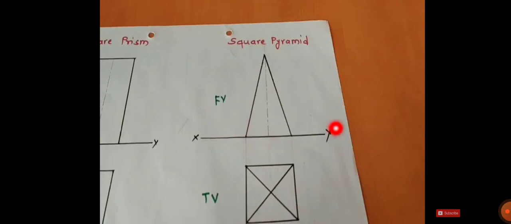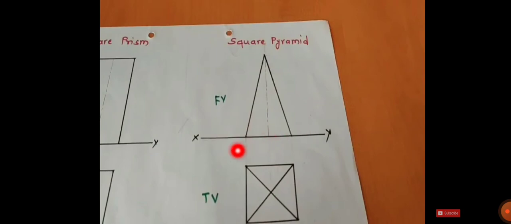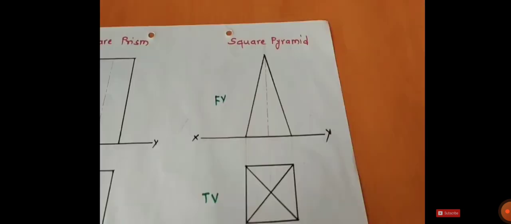If you take an example of a square pyramid, see here, the square pyramid is resting on HP. In this condition, the square pyramid is resting on HP. So the front view will be a triangle and top view will be a square. So the base diagram we will be drawing in HP. So see here, the base diagram, the top view, is a square. When you see from top, you can see the square, right? So top is a square, front view is a rectangle. Okay, so in front view you are drawing the rectangle.